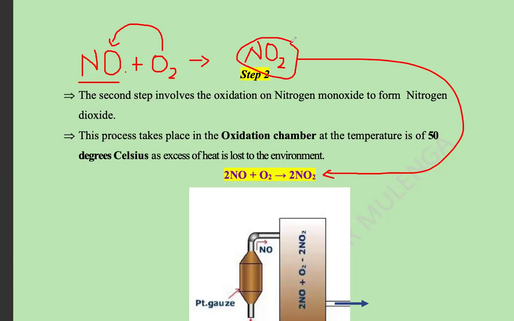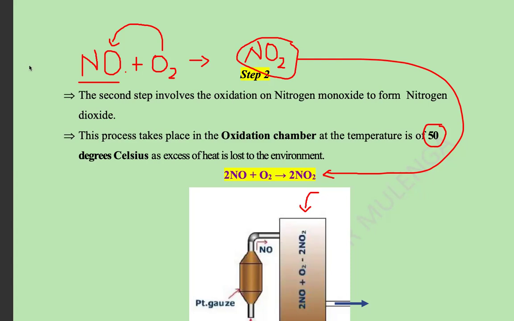Now remember, the first reaction happened at 800 degrees centigrade, but a lot of heat is liberated, and at the end of the day, the only temperature remaining in this second chamber called the oxidation chamber is around, it's not an exact figure, but around 50 degrees centigrade. 50 or 500, yeah, okay.